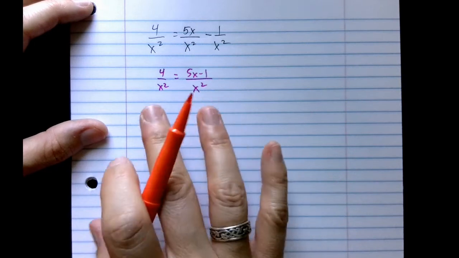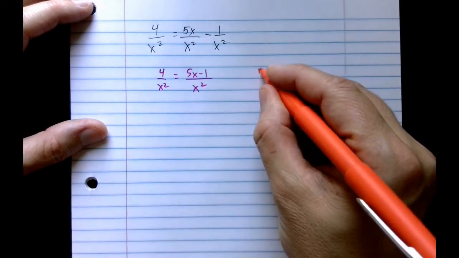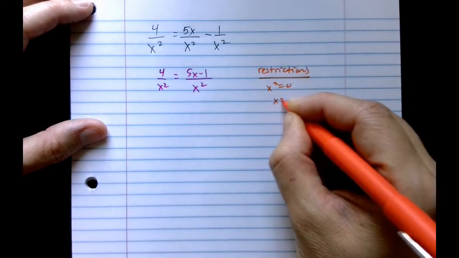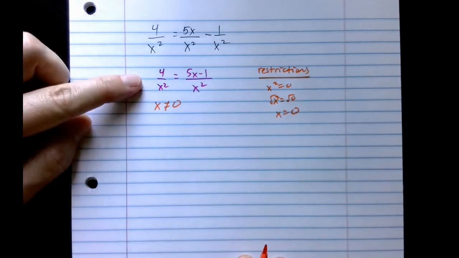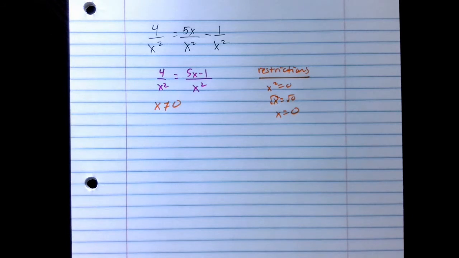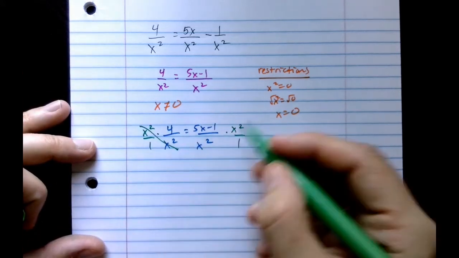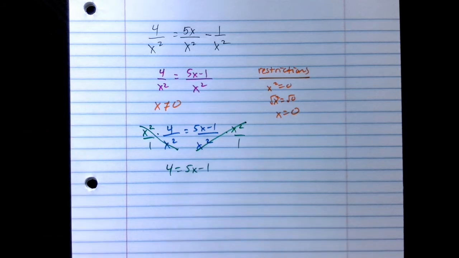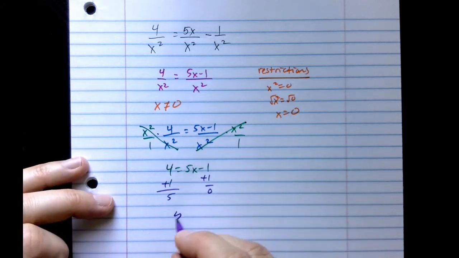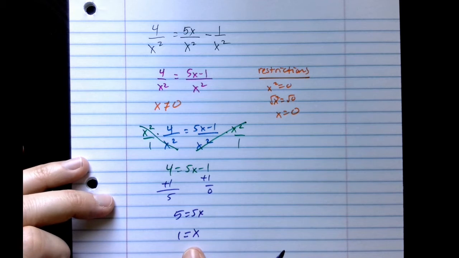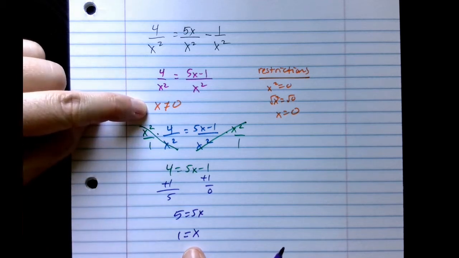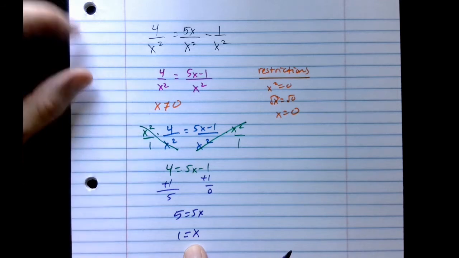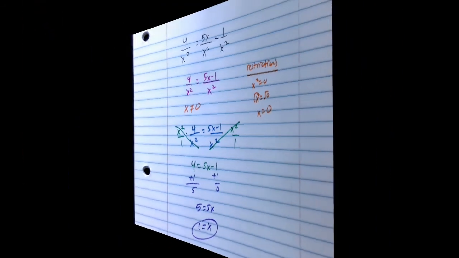Okay, at this point now, we're ready to find our restrictions. We have our restrictions. Let's rewrite our proportion and get to work. Now, we get x equals 1. Let's cross-check it up here. We can see x can't be 0. This is not a restriction, so now we know x equals 1 is our answer.